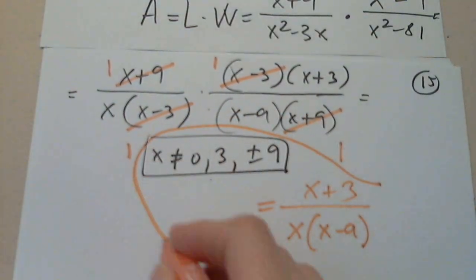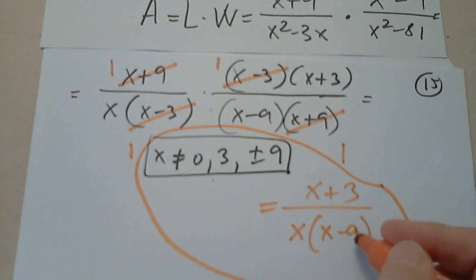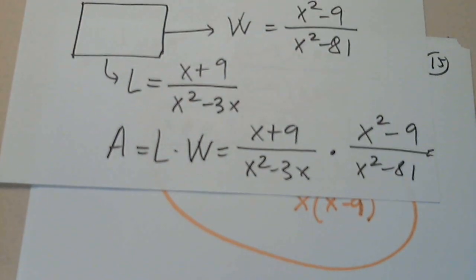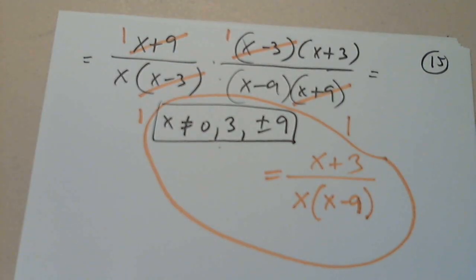So, of course, the actual answer is x plus 3 over x times x minus 9, assuming that x is never 0, 3, plus or minus 9. And this is a very good remark.